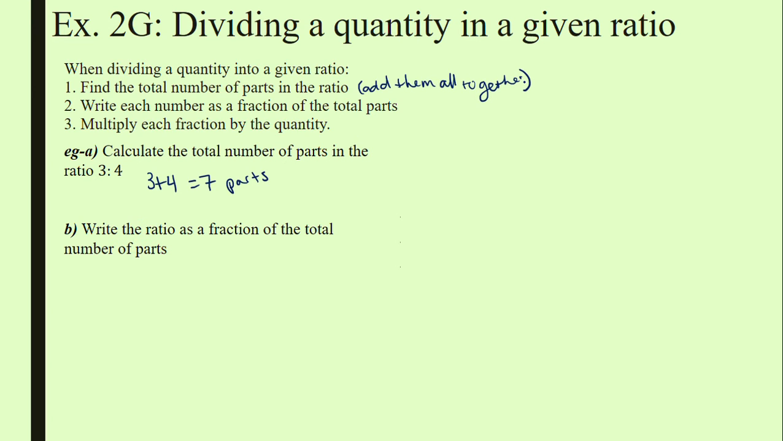Part B, we're going to write the ratio 3 to 4 as a fraction of the total number of parts. So we're going to have 3/7 and 4/7.